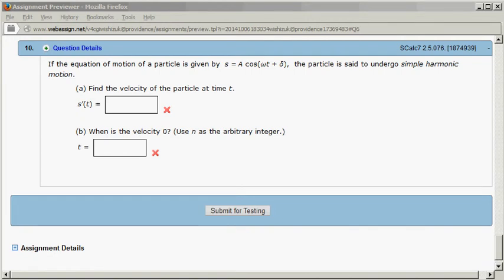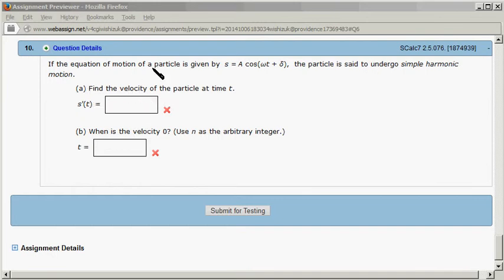Alright, let's look at homework 2.5, problem number 10. The equation of motion of a particle is given by S equals A cosine of omega t plus delta. The particle is said to undergo a simple harmonic motion. Then part A, find the velocity.